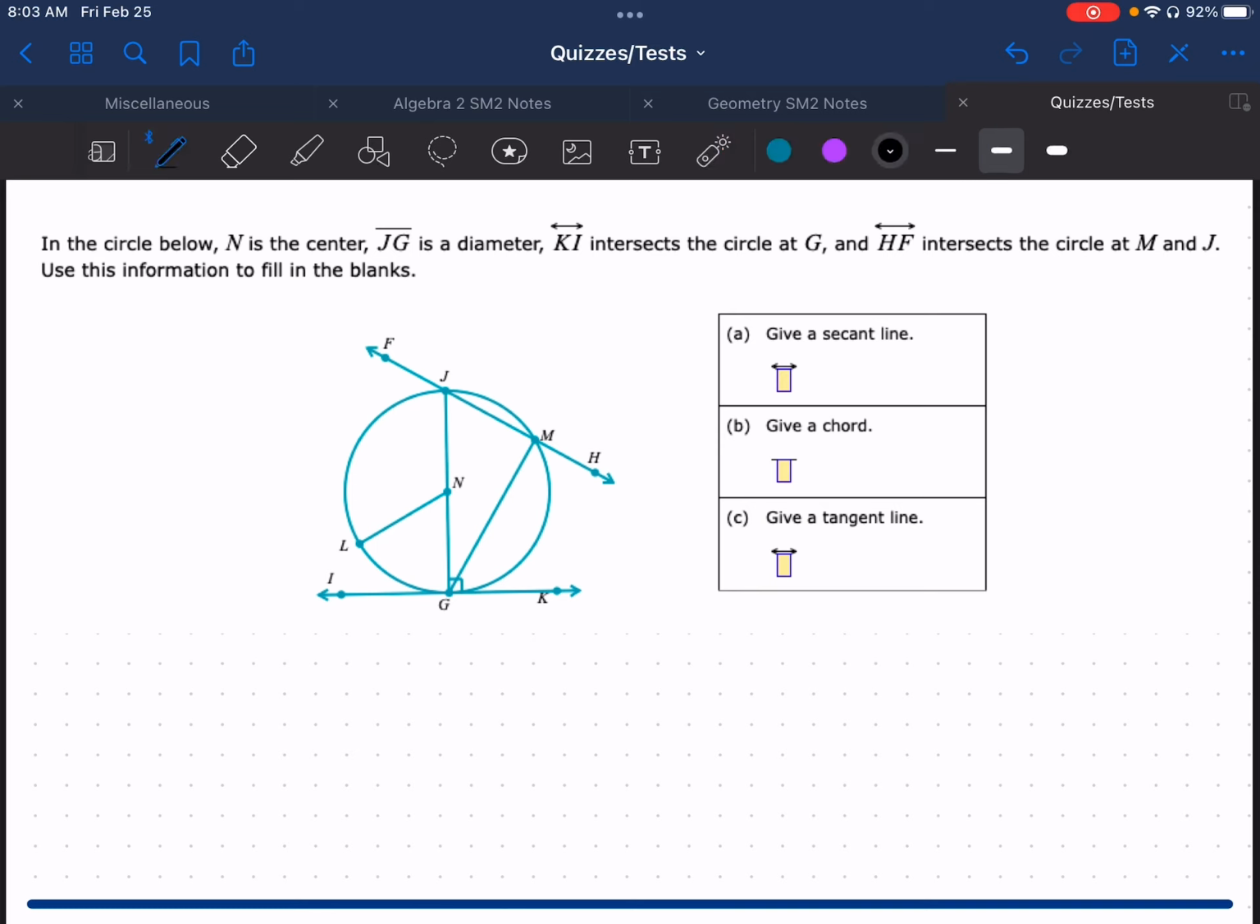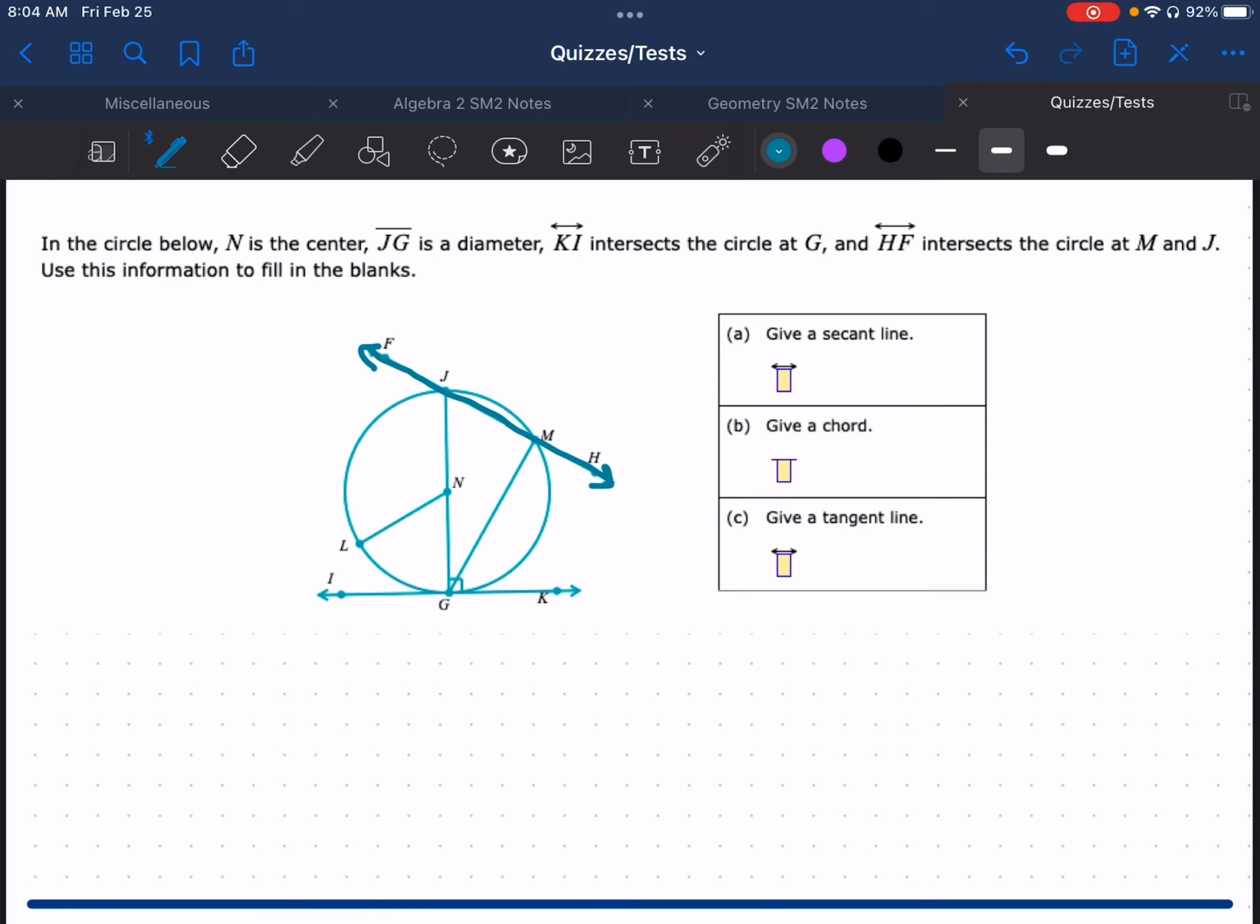Give a secant line. Remember, a secant line actually has to go through the circle. A secant line has to go through the circle. So the secant line would be this one right here. It must go through the circle. And you must be able to see a part of the circle and a little bit of space like we see right there. So this one is the secant line.